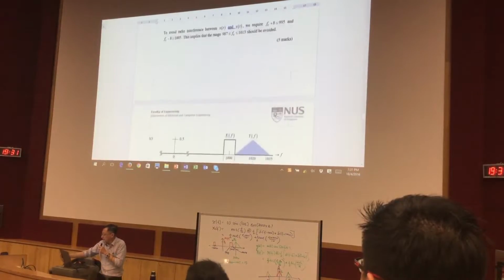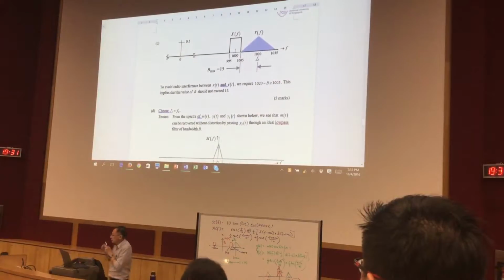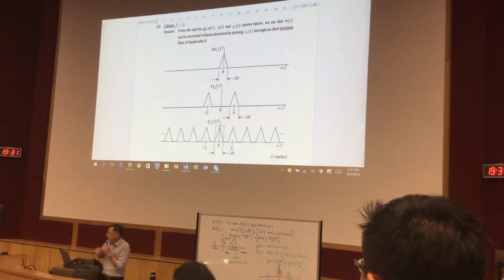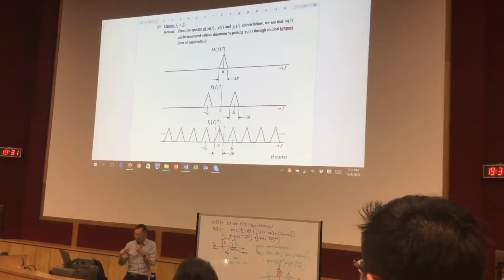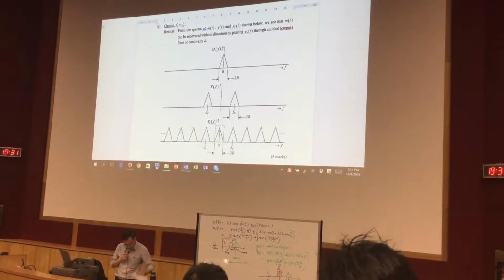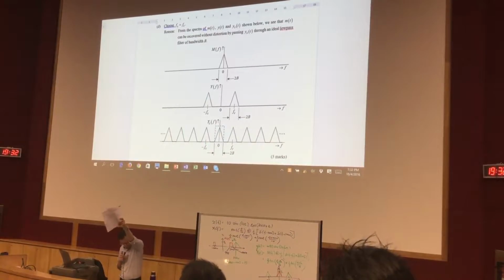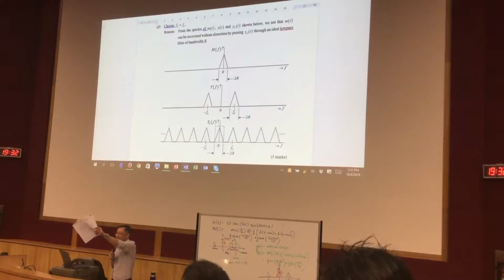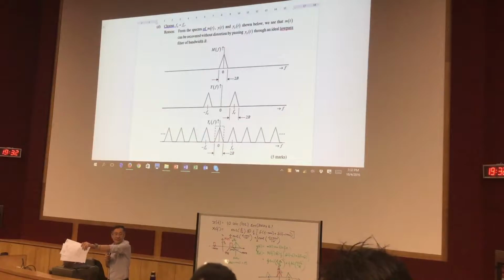Okay. And then the second part is this part. Found that it was 50, as you can see here, 50, 50, and then you recover it, get like that, okay? If your Fs equals Fc, then you can recover it with the low pass filter. Okay? Any question?